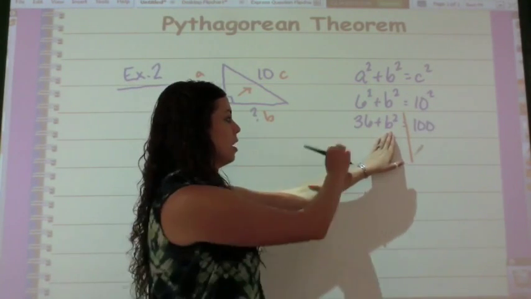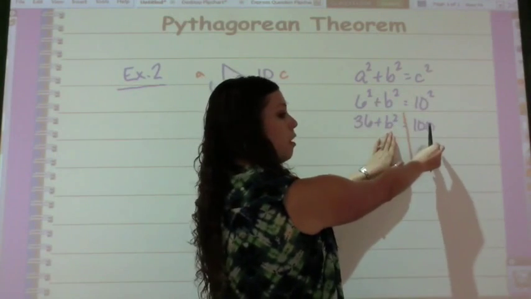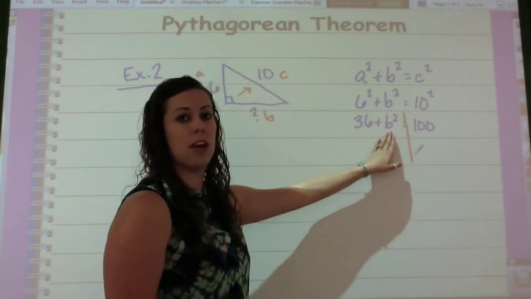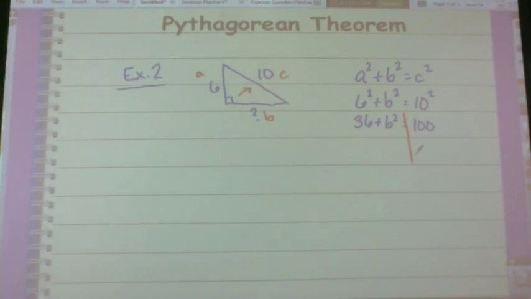So looking at this, I want to move the 36 over to the 100, to the other side. To move it, I have to do the opposite or inverse operation. So I'm going to subtract 36 from both sides. 36 minus 36 is 0, so it cancels. 100 minus 36 is 64.